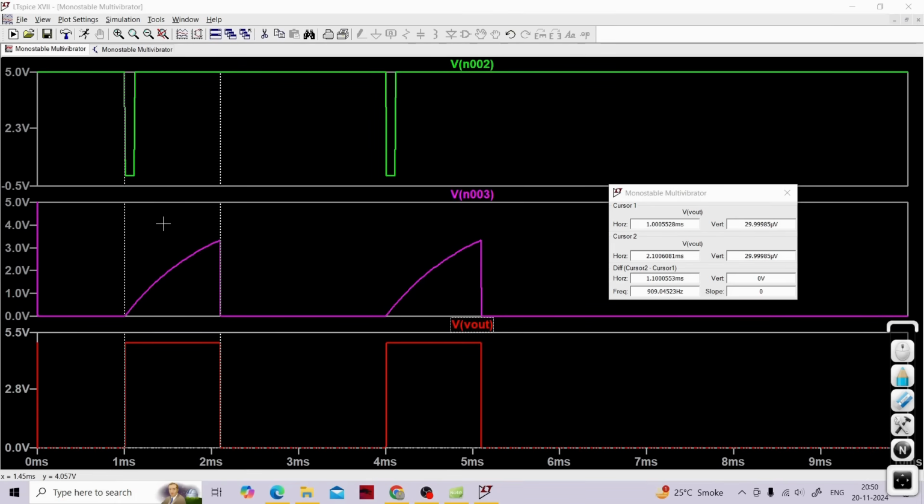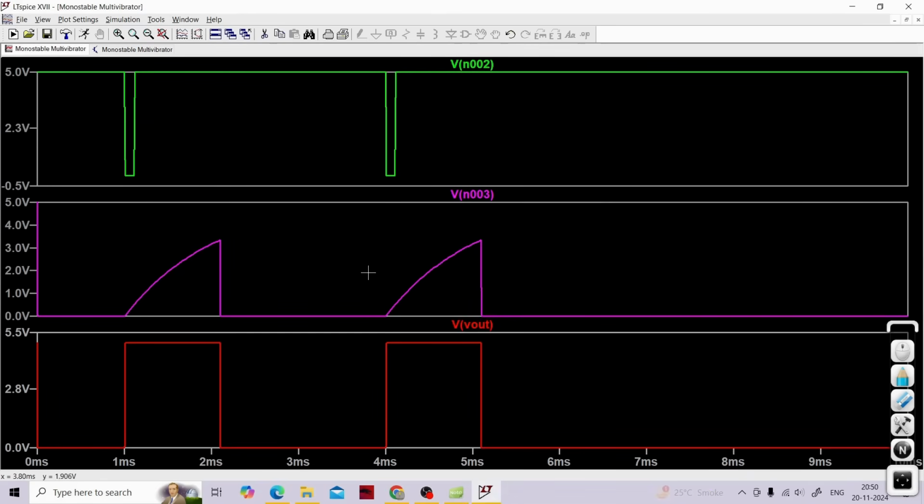So what is going to happen? This particular triggering pulse is generated, and due to which all of these events start happening, like the capacitor starts charging, and as the capacitor charges, you will get the output waveform, something like this. I hope this particular part is crystal clear.